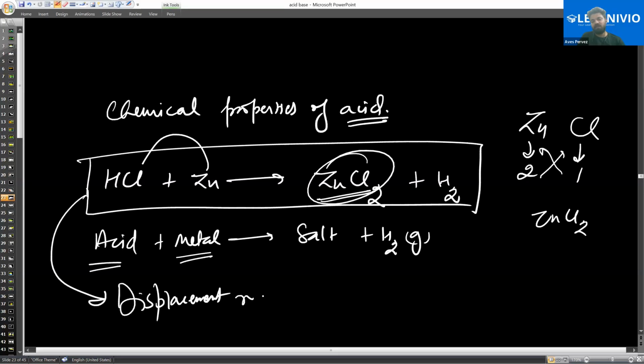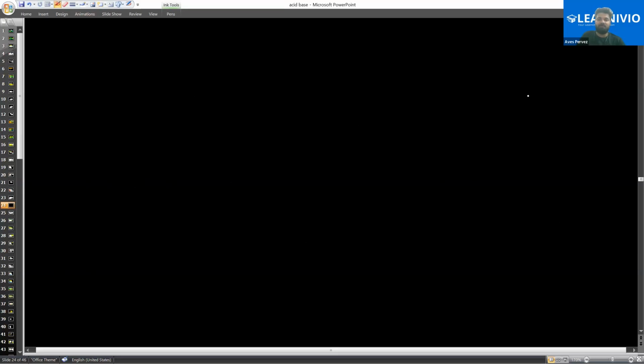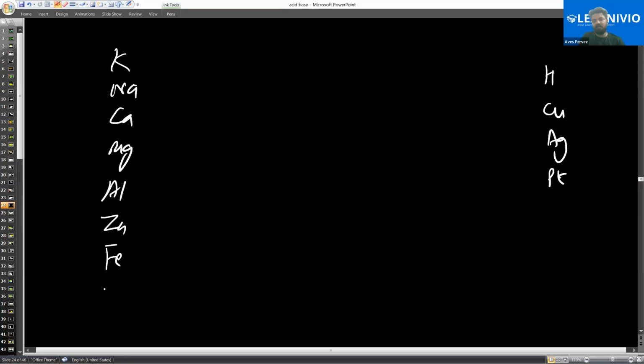Zinc in the reactivity series is more reactive. Hydrogen, copper, silver, gold, platinum: these are the metals that come below hydrogen in the reactivity series. Other metals like potassium, sodium, calcium, magnesium, aluminium, zinc, iron, tin, lead are the metals that are above hydrogen, and they can produce hydrogen gas on reaction.